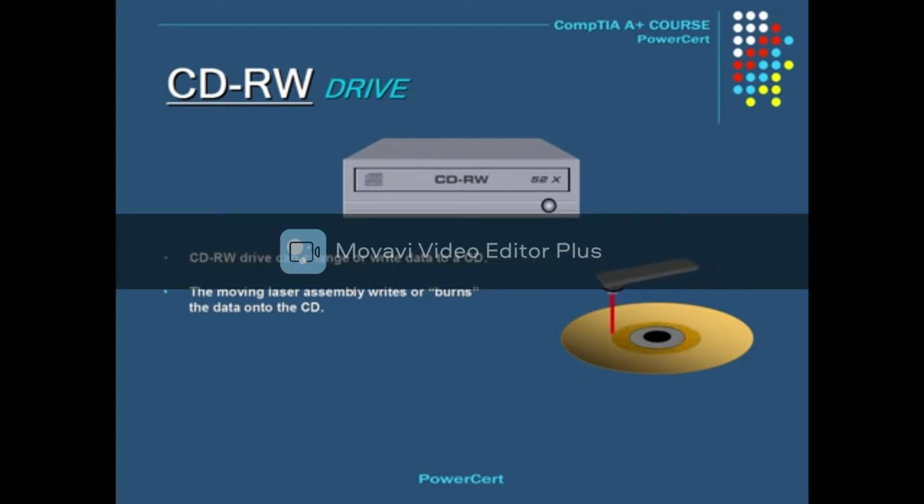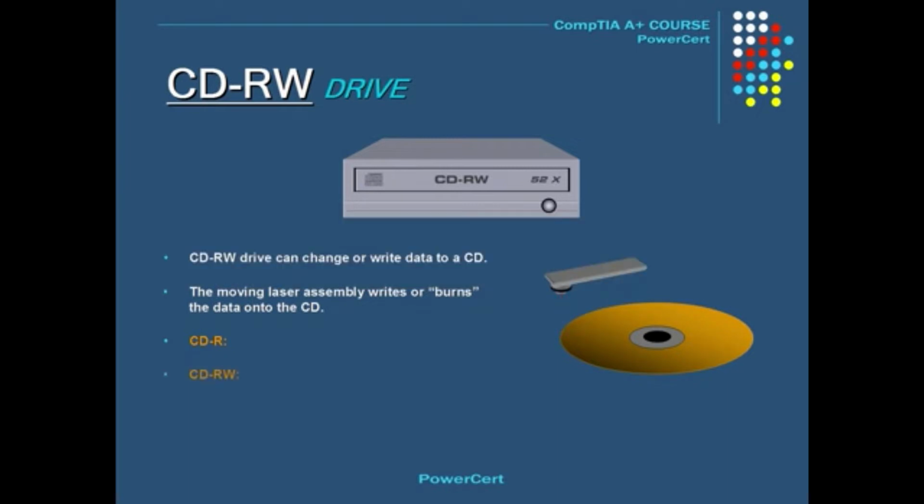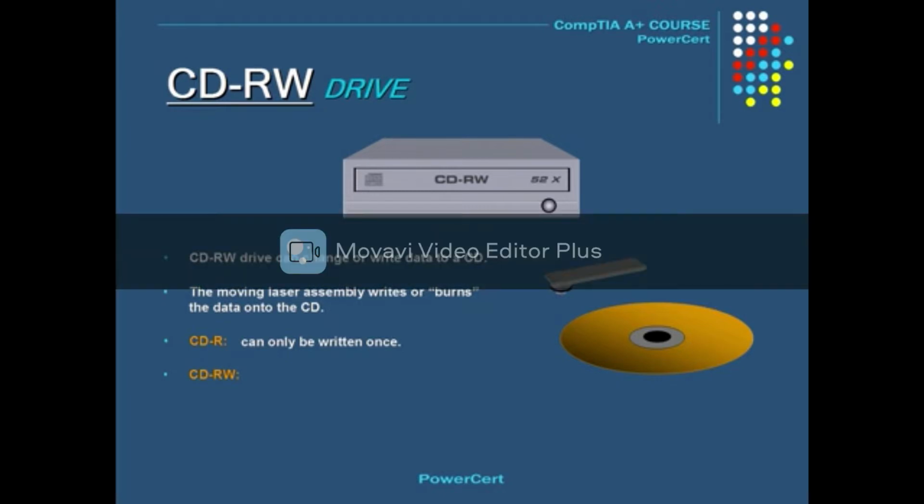There are 2 different kinds of CDs that can be written to. A CDR, which stands for CD recordable, or a CDRW, which stands for CD rewritable. CDRs can only be written once, but a CD-RW allows data to be rewritten multiple times. And CD-ROMs hold approximately 700 megs of data.